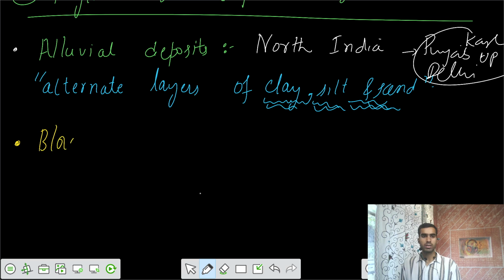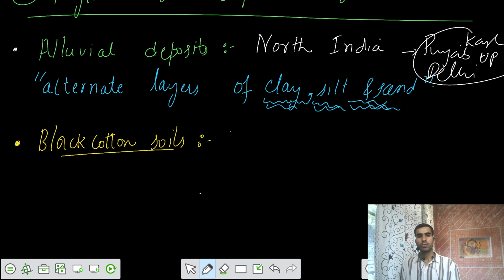The second case that we can write is black cotton soils. Here the name is saying there's cotton. So these soils would be better for growing cotton. Cotton yield is going to be better in these soils.